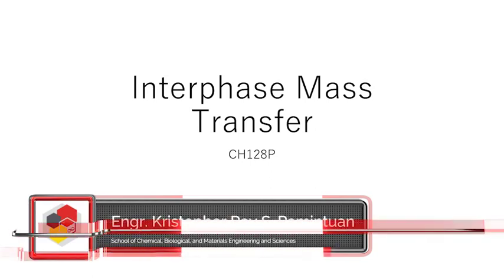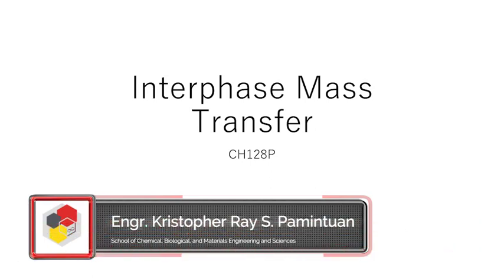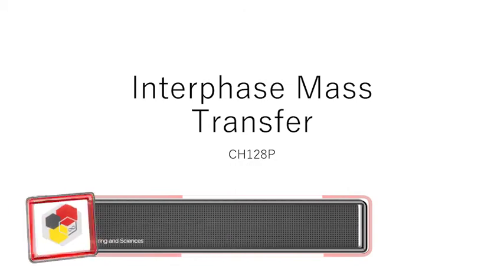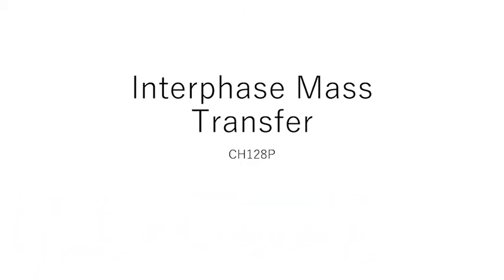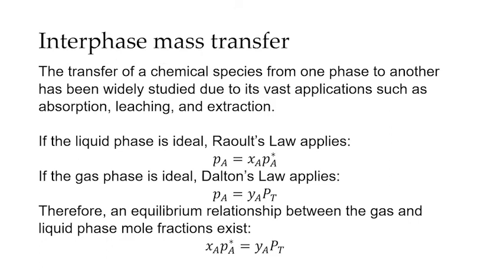In this video, we'll be talking about interface mass transfer, or the transfer of mass between two distinct separate phases. Let's begin. Interface mass transfer is the transfer of a chemical species from one phase to another, and it has been widely studied due to its vast applications such as absorption, leaching, and extraction. Basically, these are separation techniques that are being used in some processes in order for us to either separate substances or combine substances. For the study of interface mass transfer, several equations are of utmost importance.